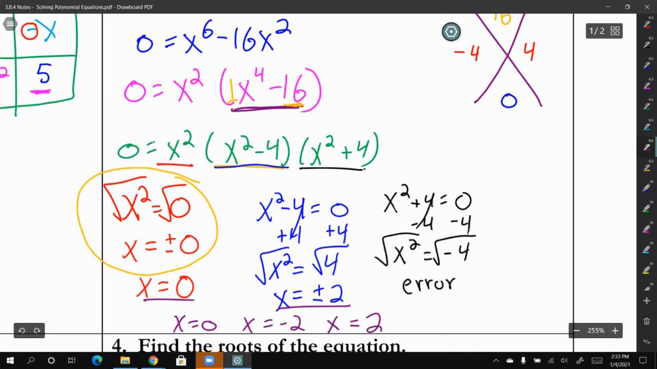So just because that last factor there, that x squared plus 4, just because we didn't get any real solutions from that, it does not mean that we have no solutions for the whole problem. We just have fewer than we could have had. We have 3 solutions to this one.